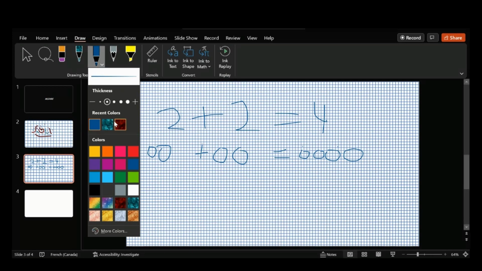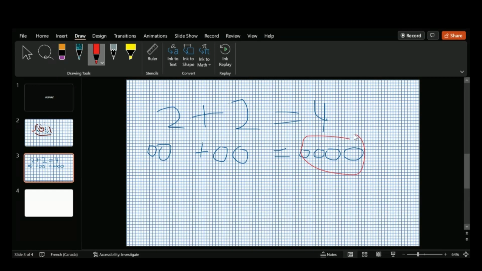Okay, let's change color. Let's change to red. Okay, so we have these 4. So we have another symbol that's called division, which is like this. So what you do, division is basically divide. You could divide it by 2, right? So if you divide this into 2, you have 2 circles on both sides.